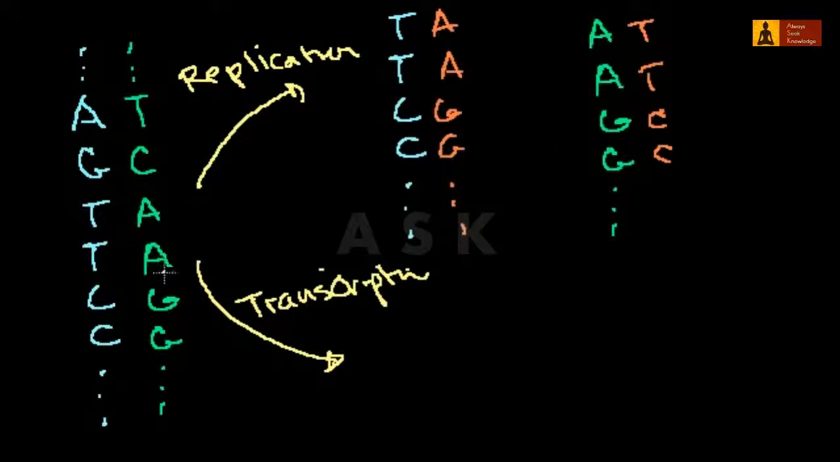Now, transcription is what needs to occur for this DNA eventually to turn into proteins. But transcription is the intermediate step. It's the step where you go from DNA to mRNA. And then that mRNA leaves the nucleus of the cell and goes out to the ribosomes. And I'll talk about that in a second.